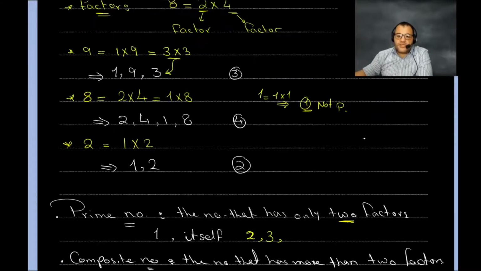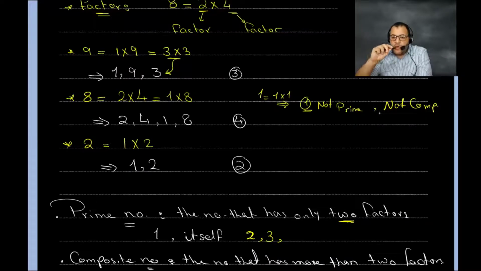Can we say this number is a composite number? No. What is the meaning of a composite number? The number that has more than 2 factors. 1 does not have more than 2 factors. So it's not composite. So it's not a composite number and not a prime number. Do you understand this one?